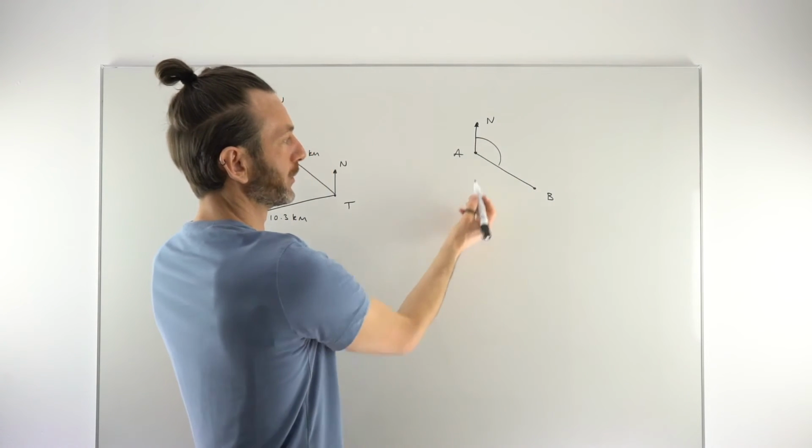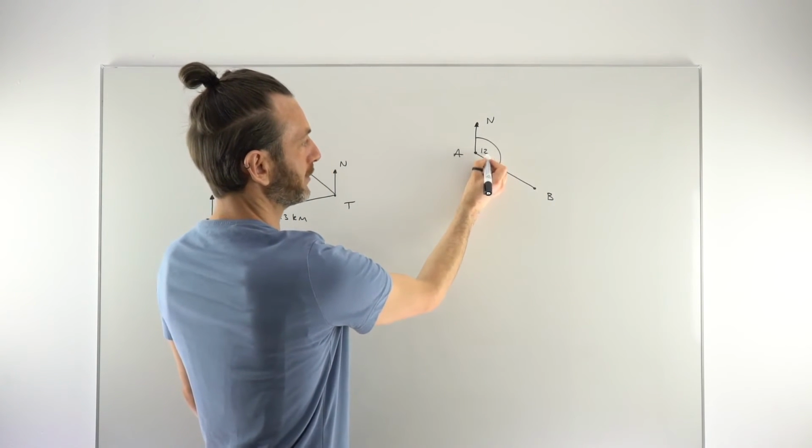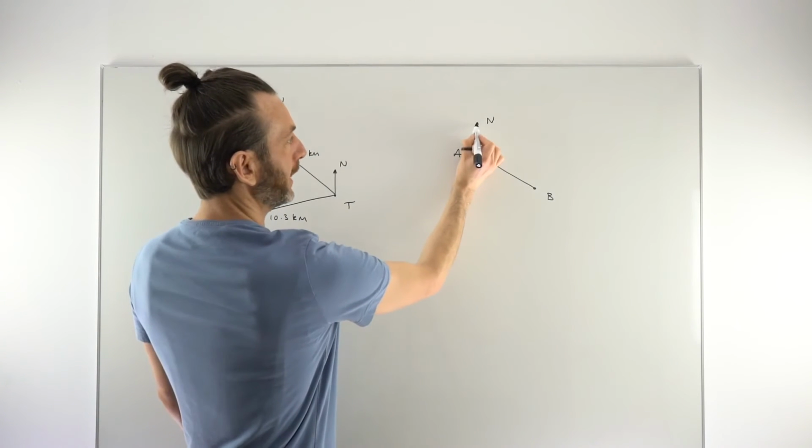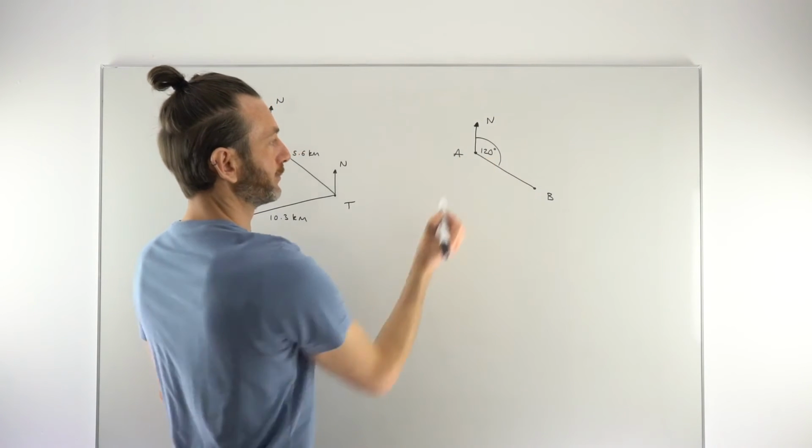So let's say that angle was, what does that look like? Maybe 120 degrees or something. So the bearing of B from A would be 120 degrees. And that's the kind of thinking that we need, first of all, in this question.